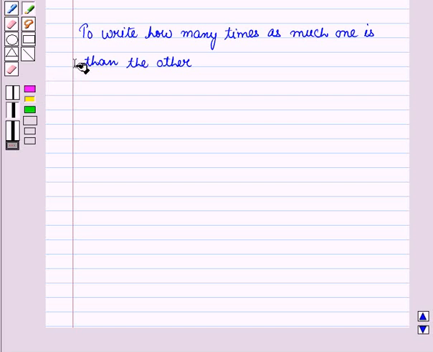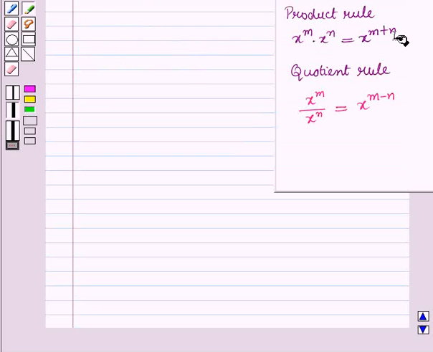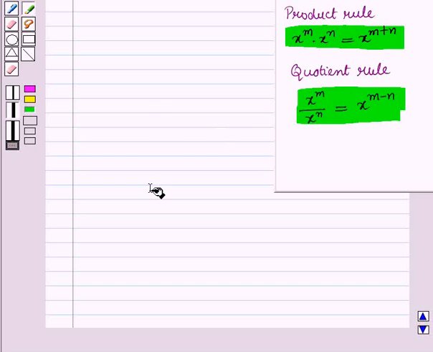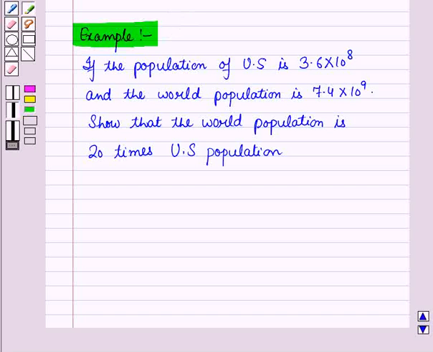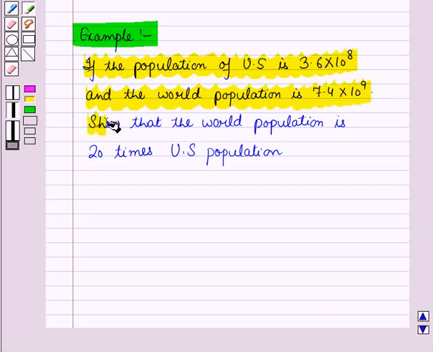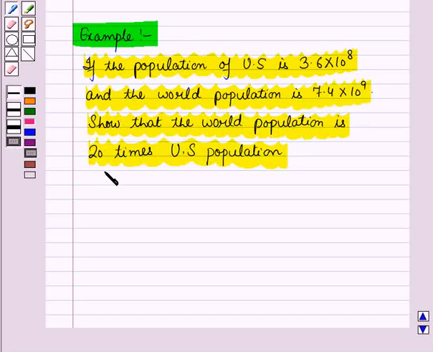Now let us learn to write how many times as much one is than the other. Now we know the product and quotient rule of exponents having same base. Now these rules are used to solve real life problems involving scientific notations like product or division of two scientific notations. Now let us discuss one example. Now in this example it is given that if the population of US is 3.6 into 10 raised to power 8 and the world population is 7.4 into 10 raised to power 9, then show that the world population is 20 times US population. Now let us start with its solution.